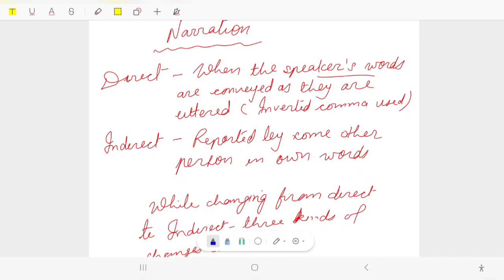In this class, we are going to discuss narration, or direct-indirect speech. Direct means when the speaker's words are conveyed as they are uttered and they are put in inverted commas. Indirect speech means reported by some other person in their own words. Here the words will not be written as they are spoken by the speaker, but in one's own words. That's called indirect speech.